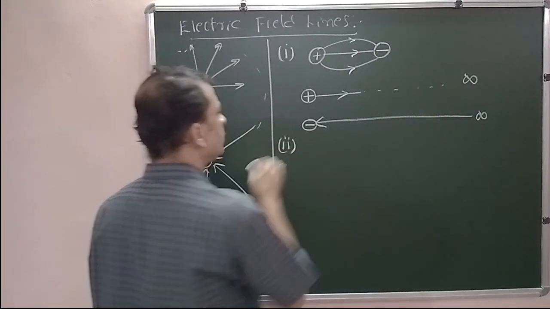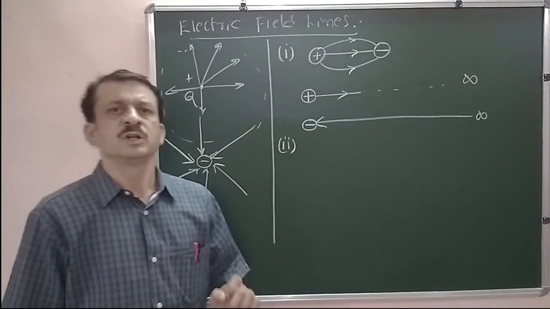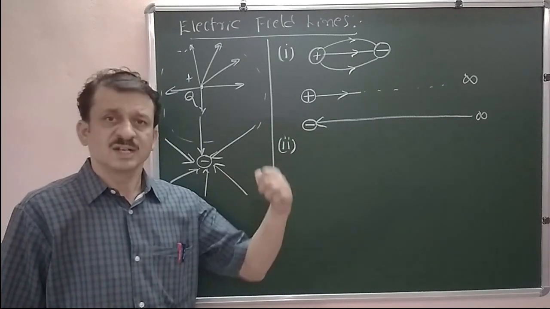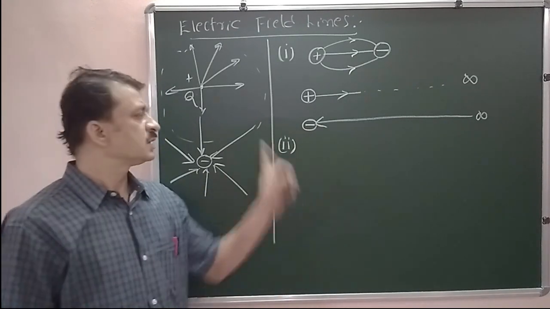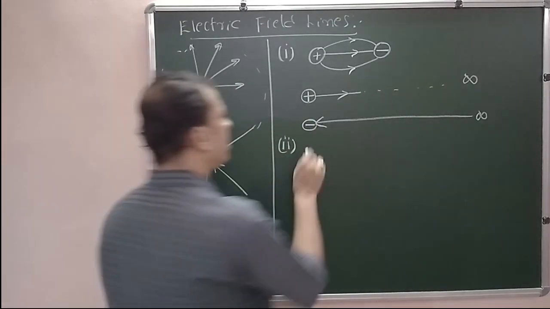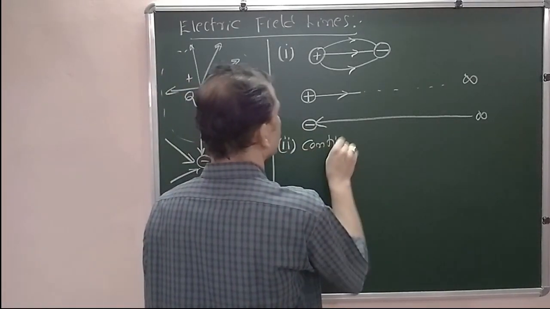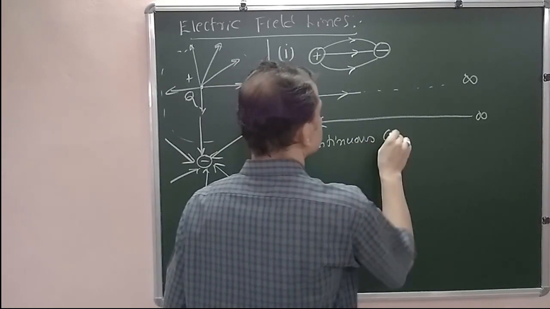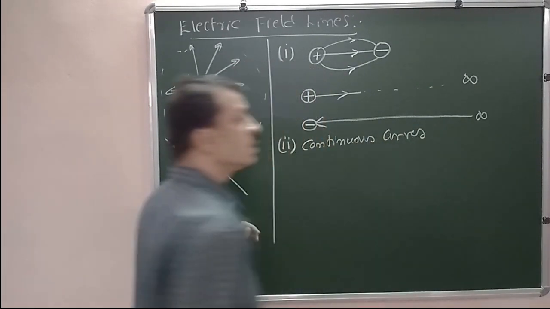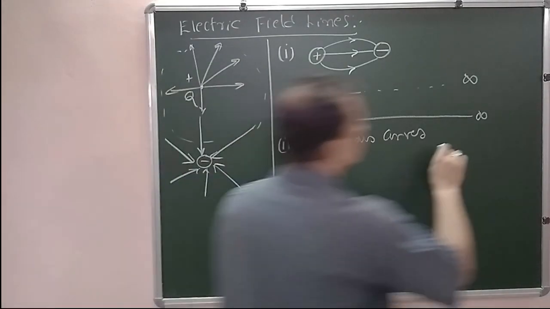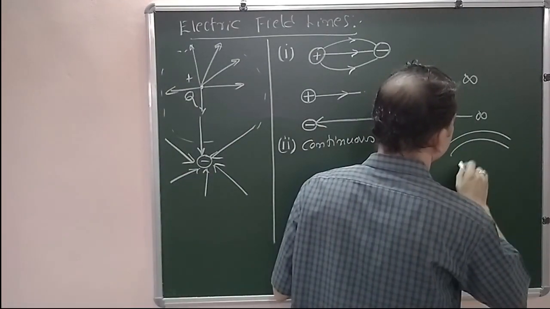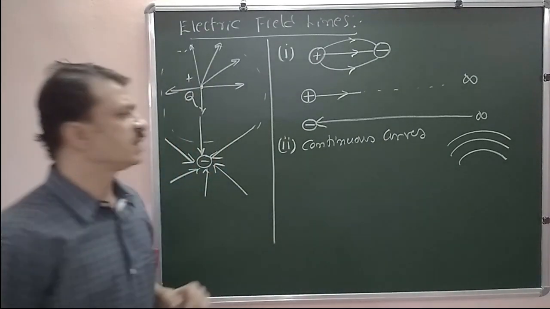And the second property: they form a continuous line or curve. In a charge-free region, the electric field lines form continuous curves without any break. There is no breakage.